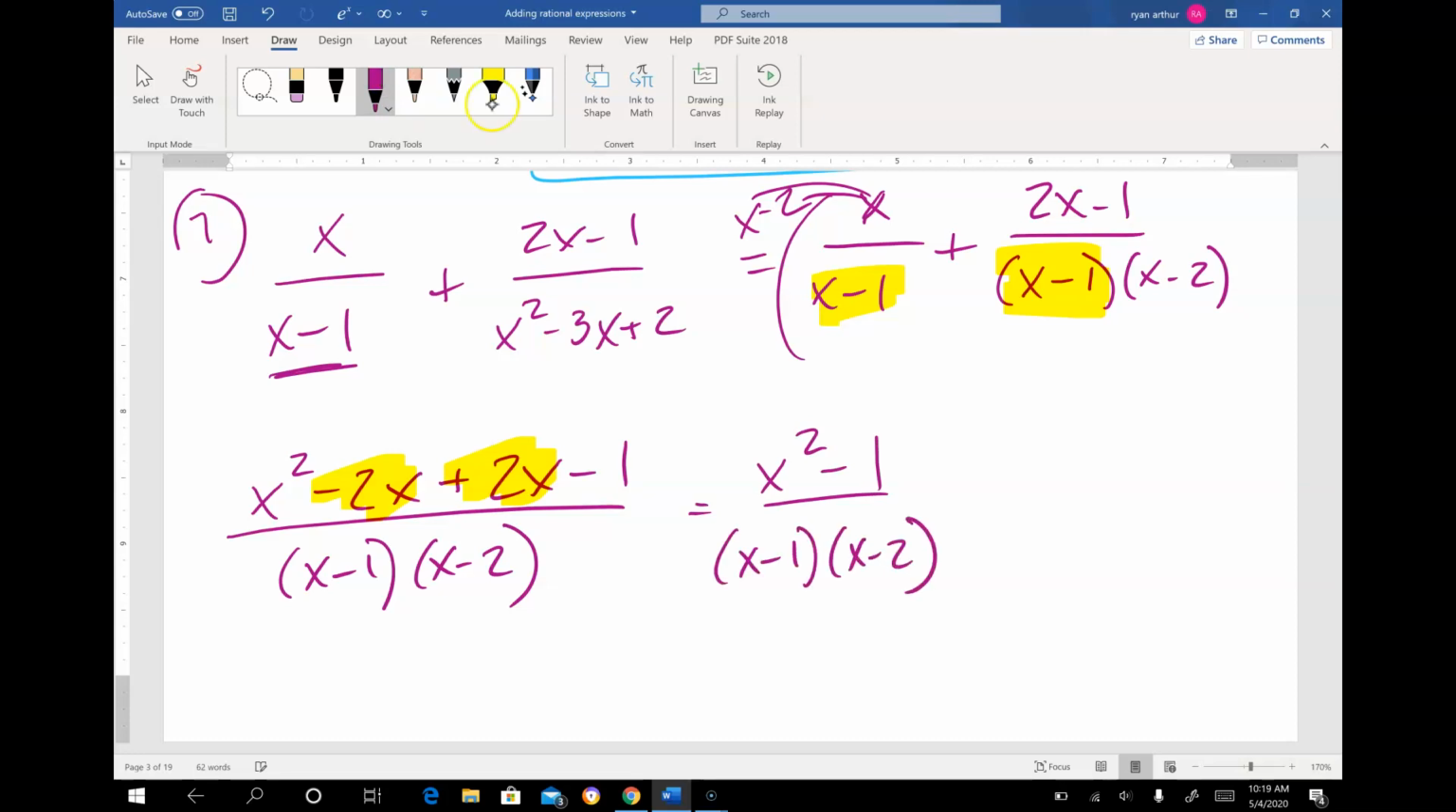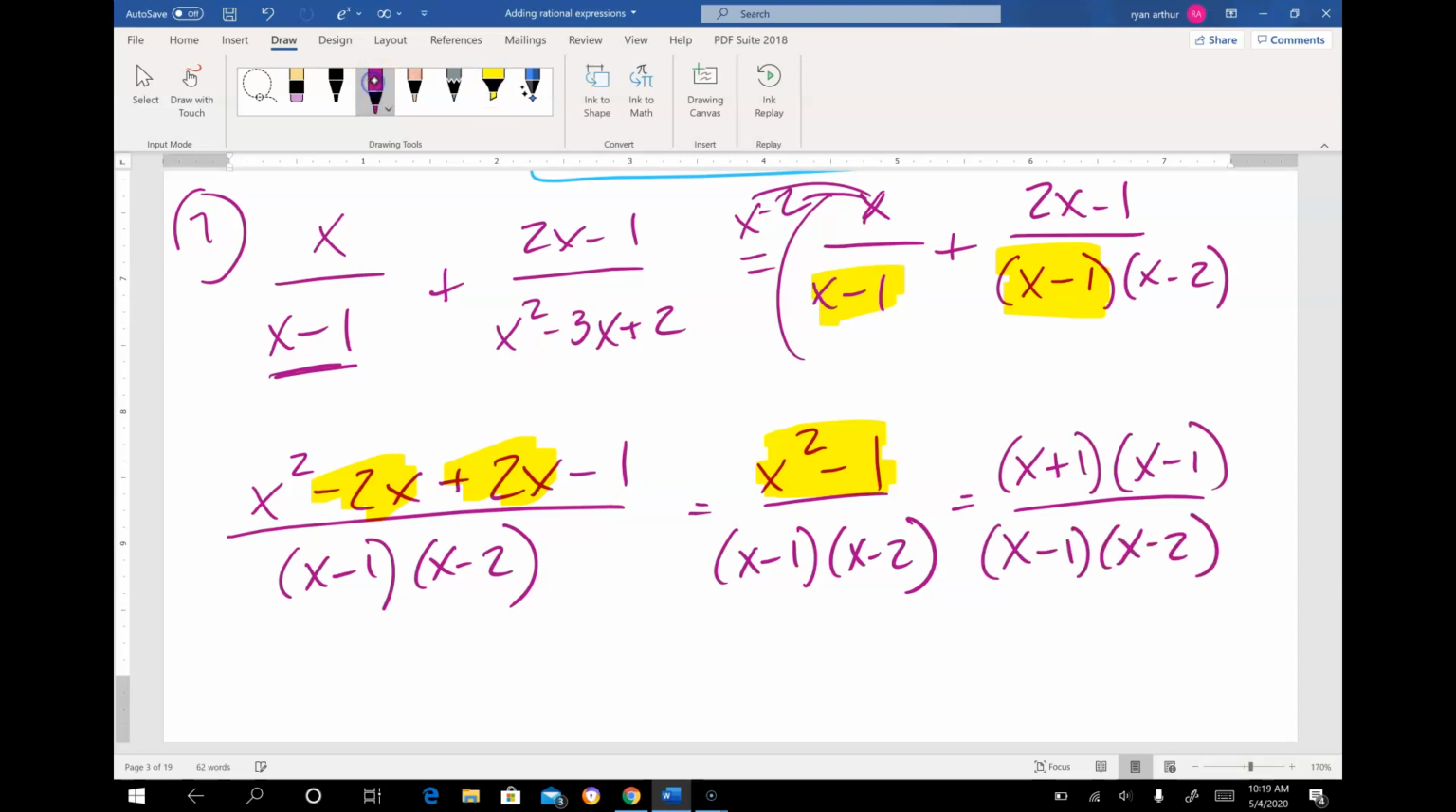Now, remember how I told you you can factor again and cancel out again? Well, here you go. x squared minus 1, that's a difference of squares. So the square root of 1 is plus 1 and minus 1. And look there, I can cancel out the x minus 1's. So my final answer is x plus 1 over x minus 2.